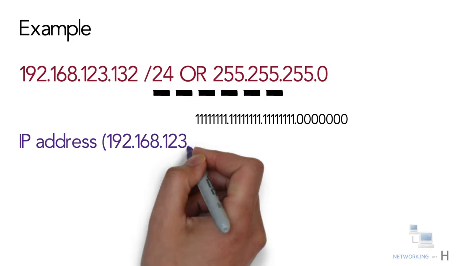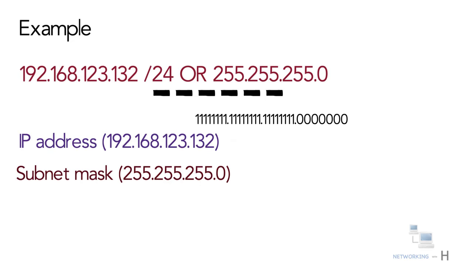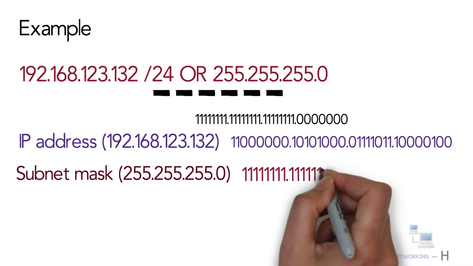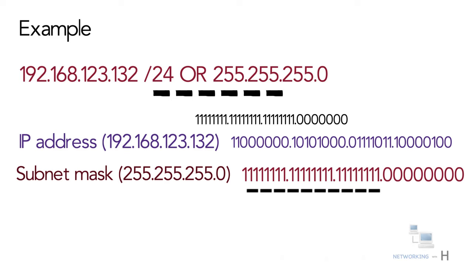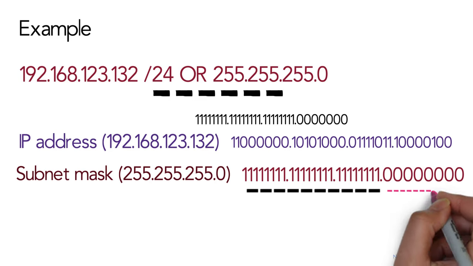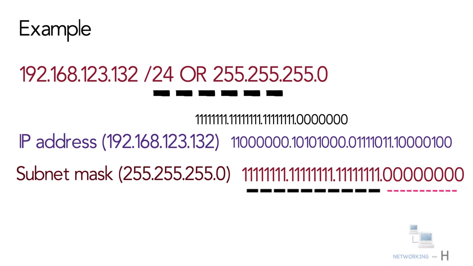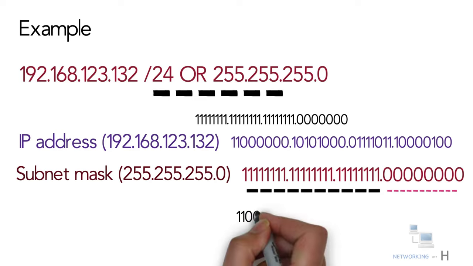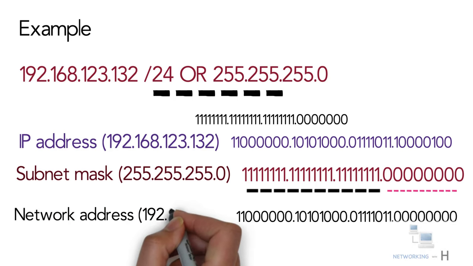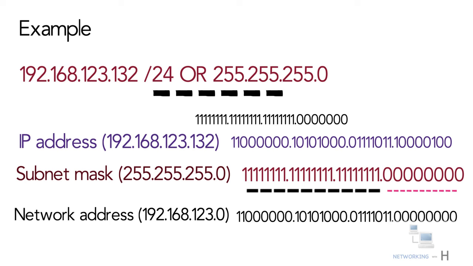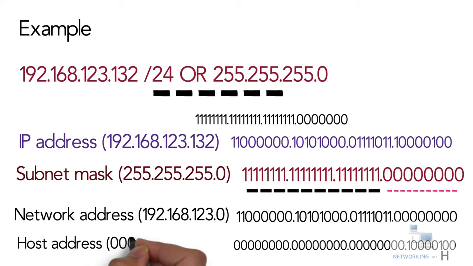Lining up the IP address and the subnet mask together, the network and the host portion of the address can be separated. The first 24 bits, the number of ones in the subnet mask, are identified as the network address. The last 8 bits, the number of remaining zeros in the subnet mask, are identified as the host address. This gives you the following network address in binary format. And the network address in decimal format will be 192.168.123.0. And the host address in binary format will be, which if we convert to decimal, we will have a host address of 132.